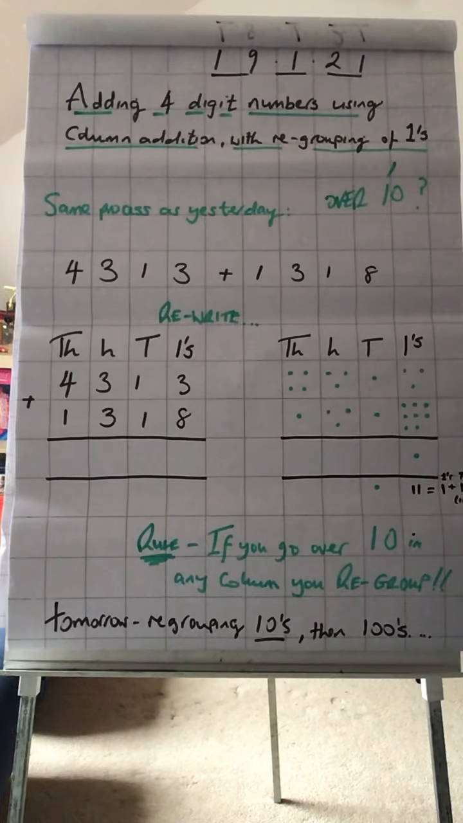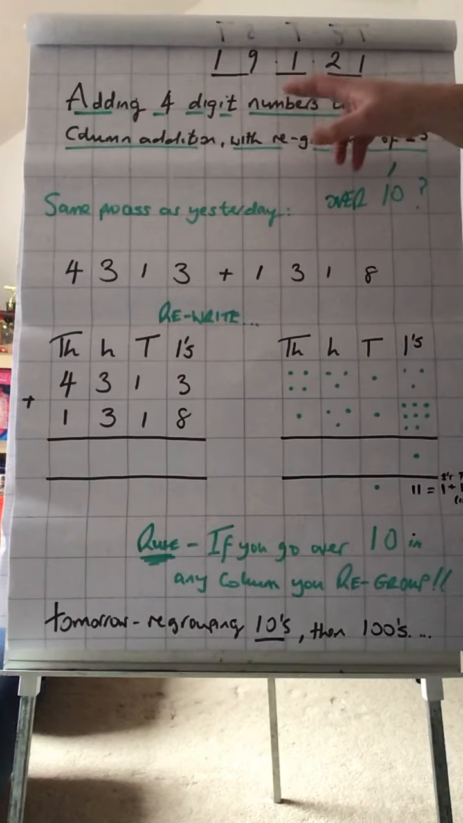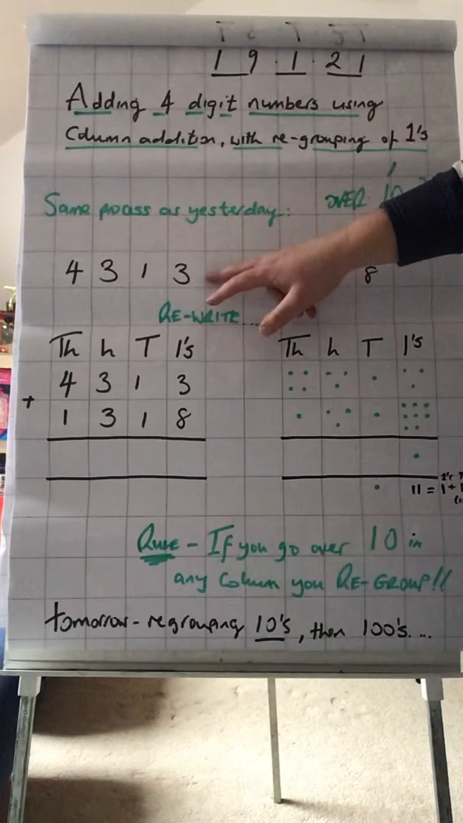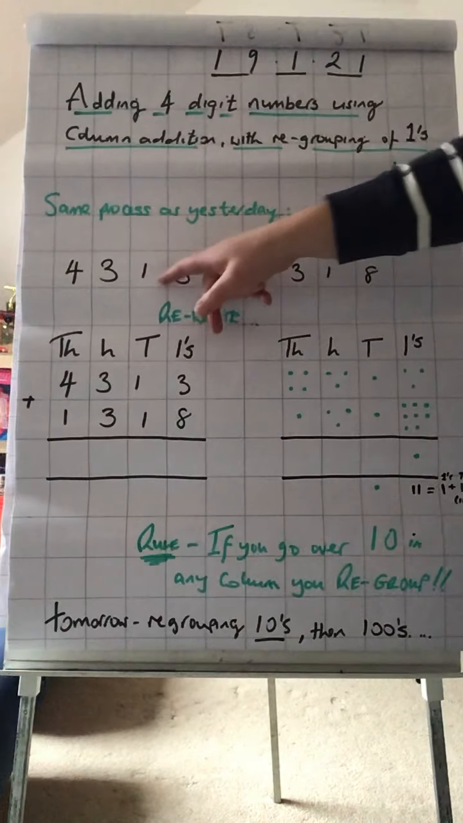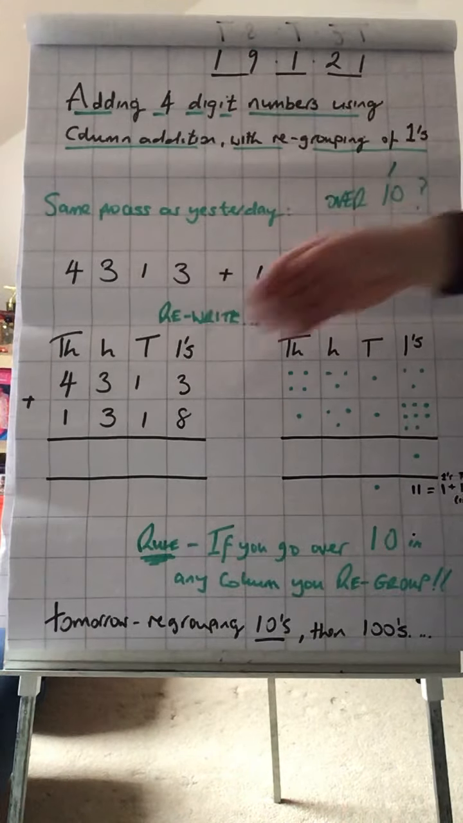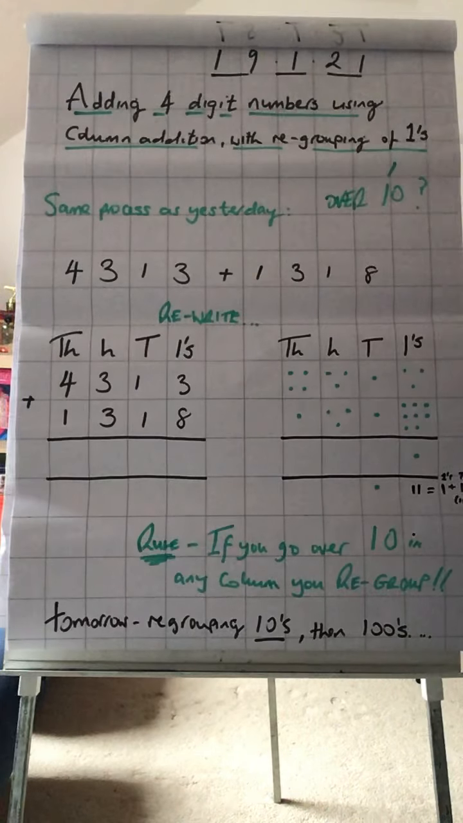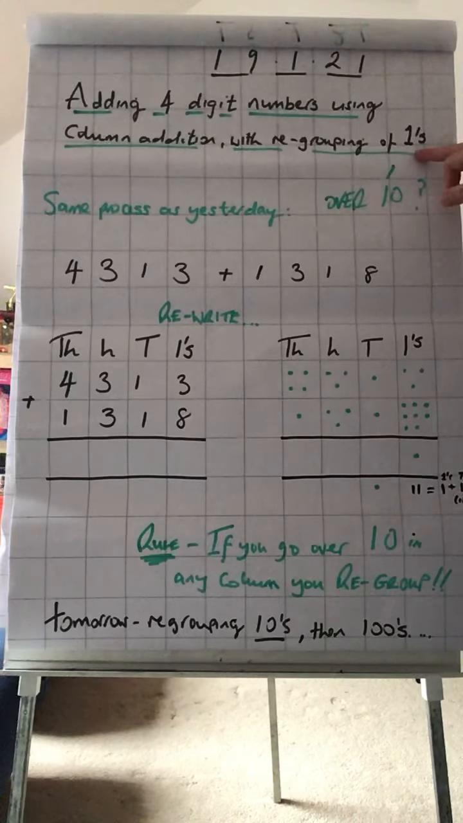Okay, yesterday we looked at column addition using 4-digit numbers, but we had no regrouping. Today, exactly the same process, 4-digit numbers, which means we've got thousands, hundreds, tens and ones. We're going to set it out as a column addition sum like we did yesterday, but this time there will be some regrouping, but only in the ones column today, okay?